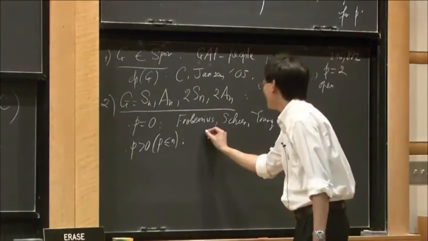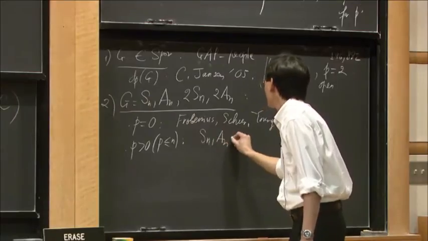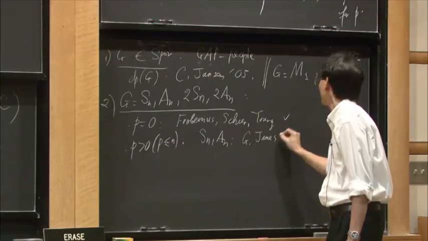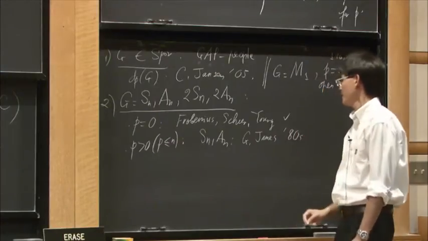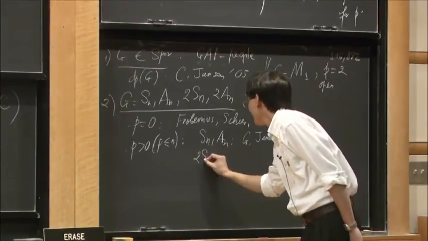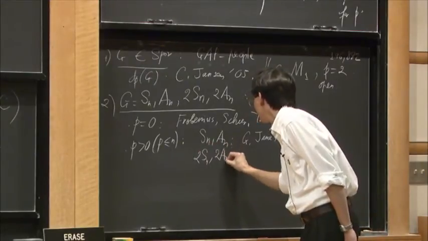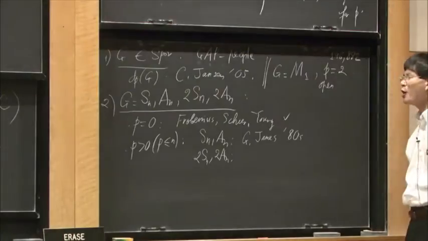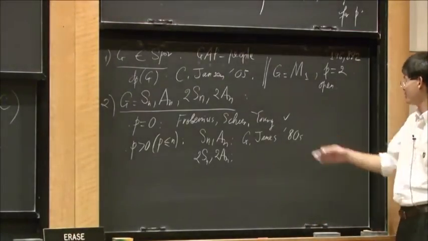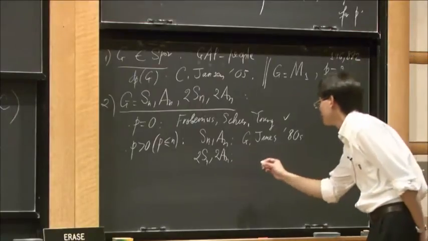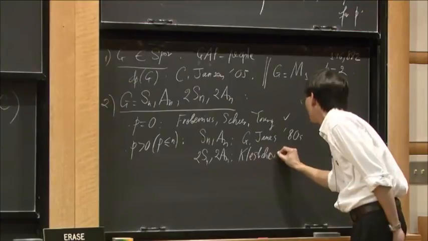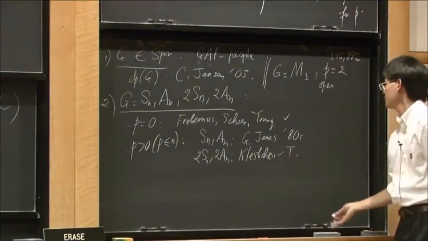So for the Sn and An, this was done by Gordon James in the 80s. But if you want to look at the double cover of Sn and An, so if you want to talk about the so-called modular spin representations of the Sn and An, then only about 30 years later, it was done by Sasha Kleshchev and myself.